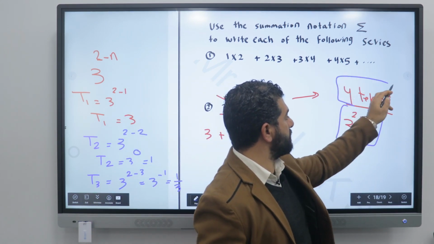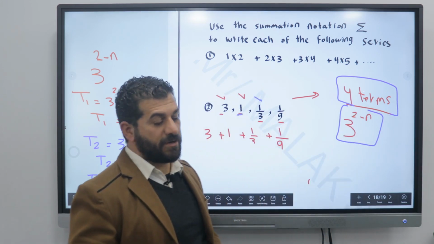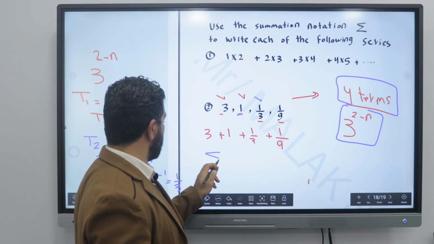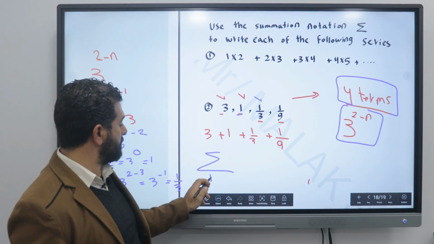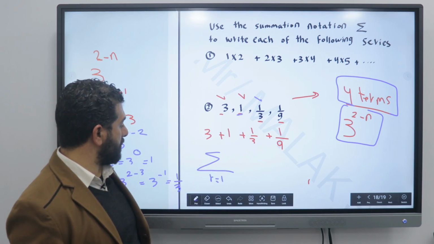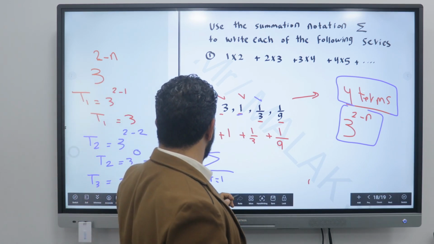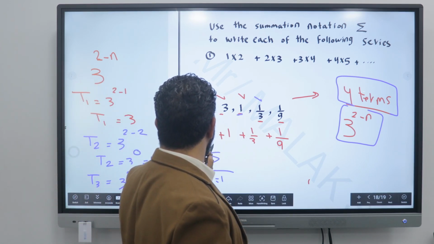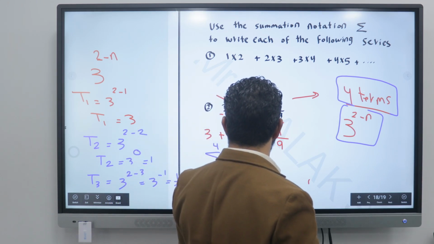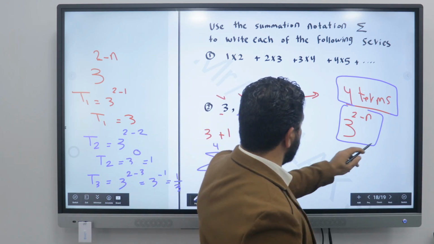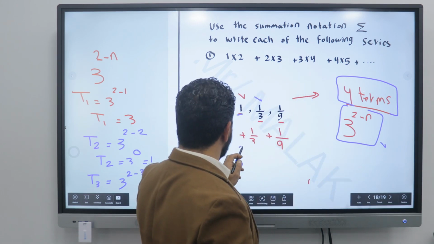And there are 4 terms. So we'll write the sigma here, the summation of terms from 1 to 4, because there are 4 terms, and the sequence is given as the nth term, 3 to the power of 2 minus n.